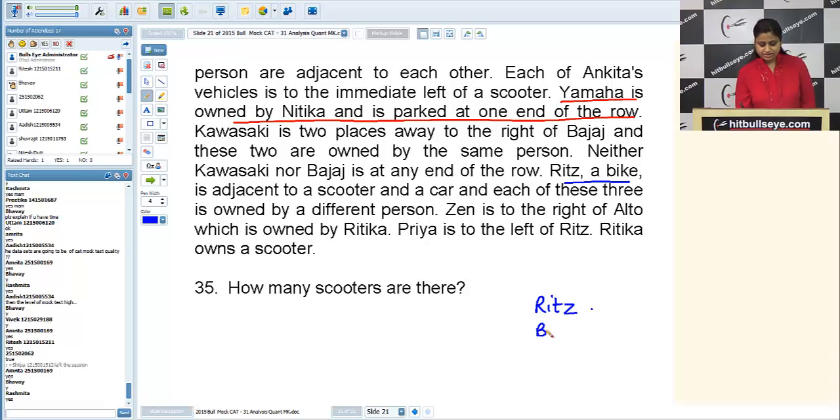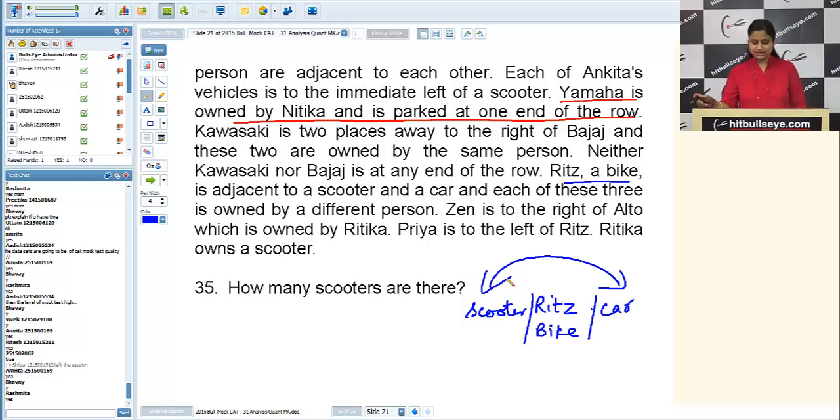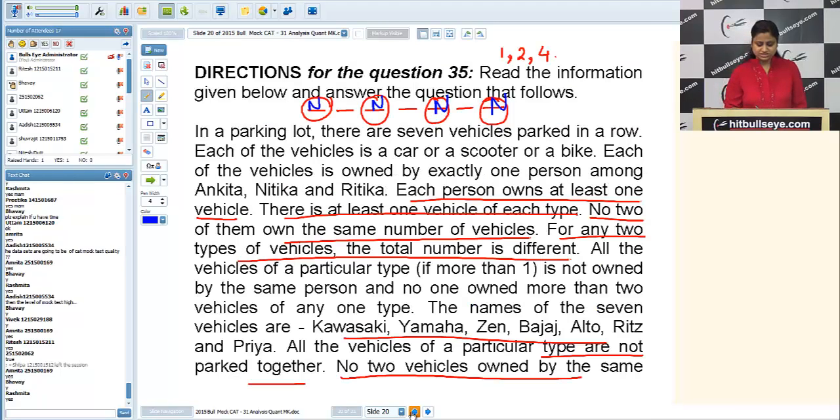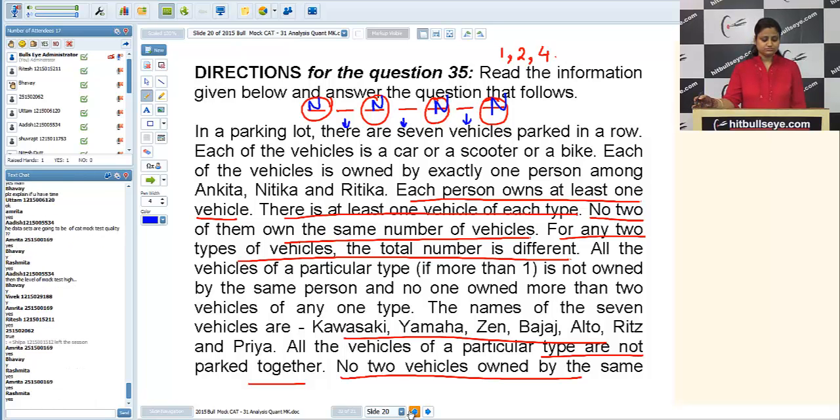Ritz, a bike, is adjacent to a scooter. It can be vice versa also. A car, I mean, these 2 places can be switched. And now, each of these 3 is owned by a different person. So, this combination cannot be here, because in that case, scooter and car, they will belong to Nitika, but they are not belonging to the same person. So, can you say Ritz will belong to Nitika? Is it okay, all of you?